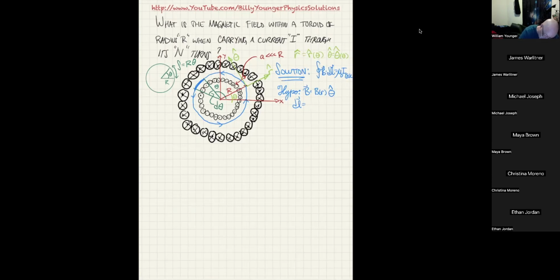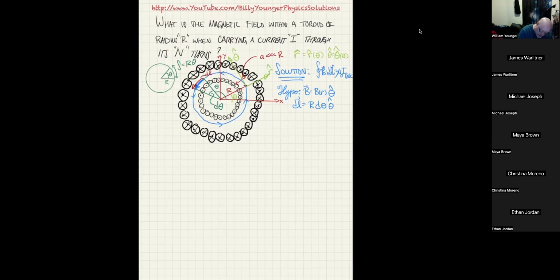Oops, I should probably stick to my blue color. r d theta. That will actually be my dl. So this little vector right here is r d theta. And actually I should write it in red because I'm trying to make this my Amperian loop as well. So I'll say right here, there's my dl vector. Actually, let's get rid of that. I want that back. Okay.